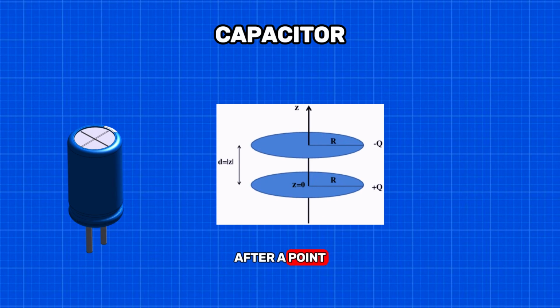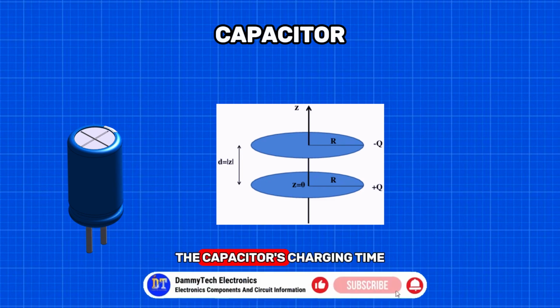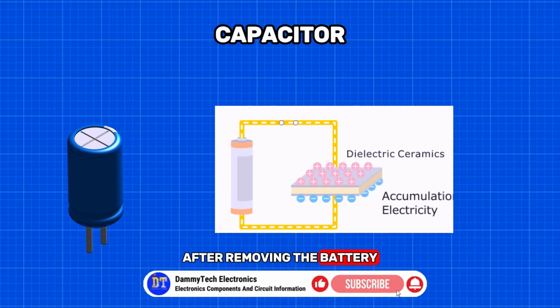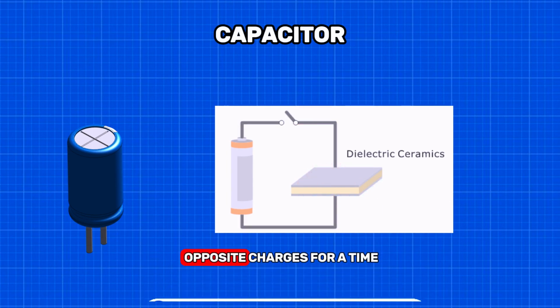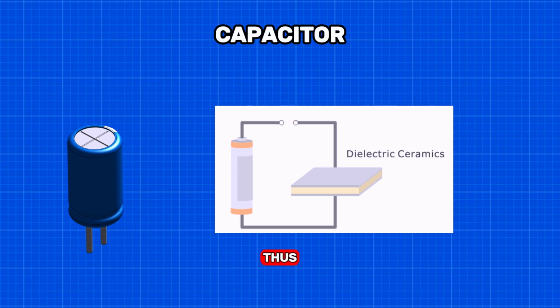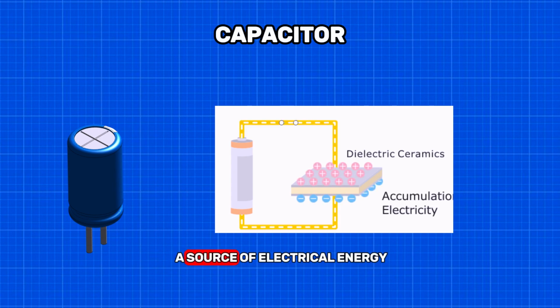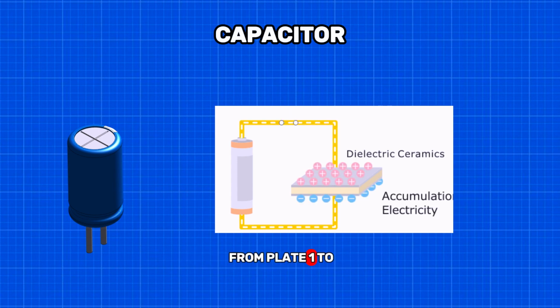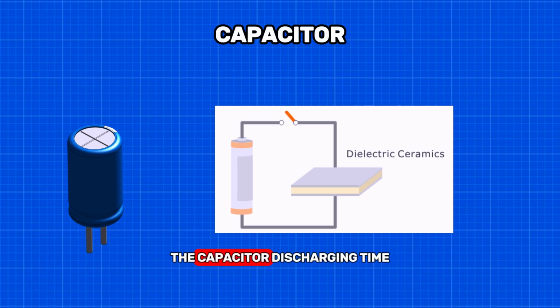After a point, the capacitor holds its largest charge. At this voltage, it relies on its capacitance. The capacitor's charging time refers to this time span. After removing the battery, the capacitor's plates hold opposite charges for a time. Thus, the capacitor acts as a source of electrical energy. If you connect a load to these plates, it will discharge current from plate 1 to plate 2. The capacitor discharging time is not specified.